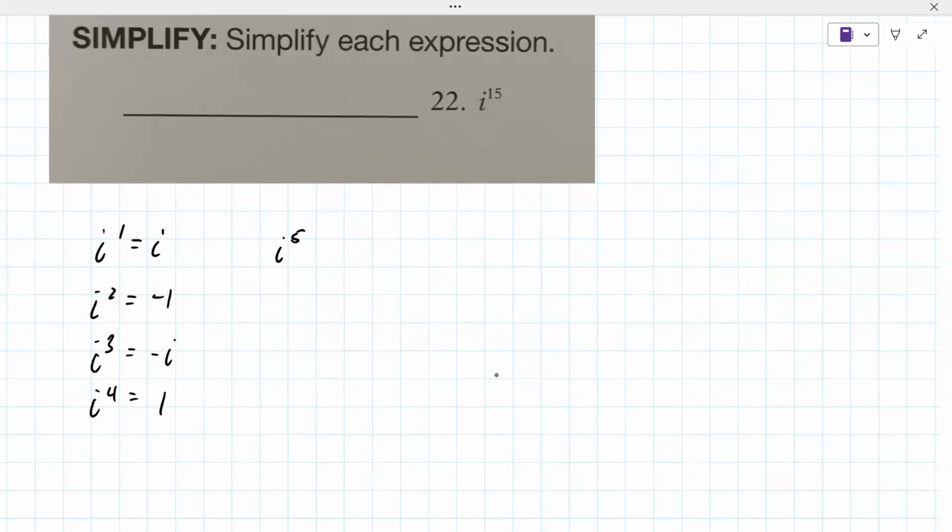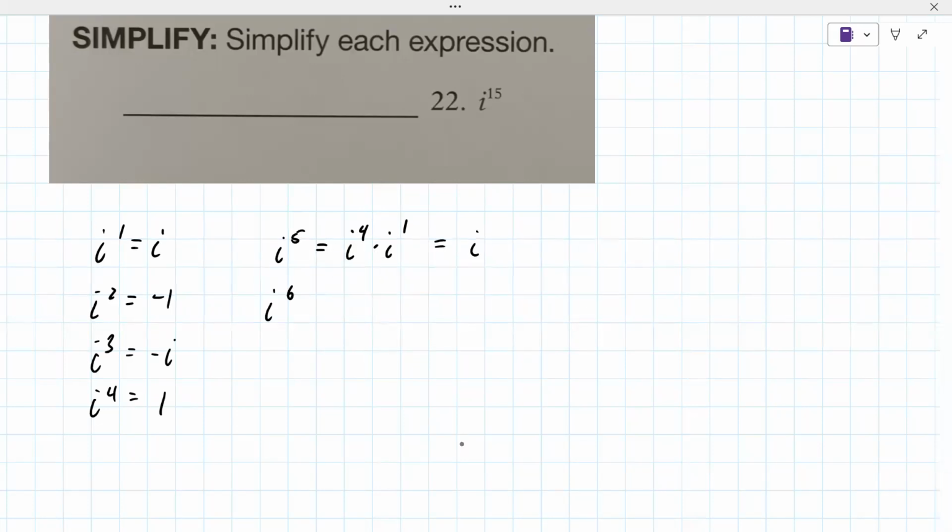So now we're going to calculate i to the 5th. i to the 5th is really i to the 4th times i to the power of 1, because the exponents add together to make 5. Is that clear? What is i to the power of 4 from our list? Oh, 1. So this becomes just i, okay?